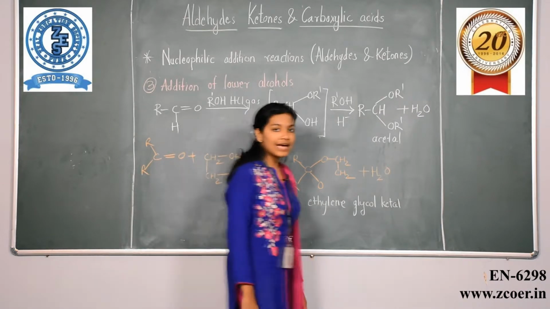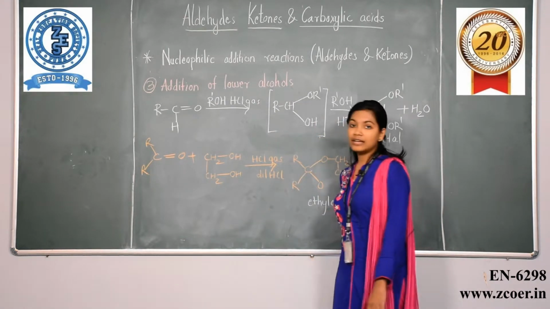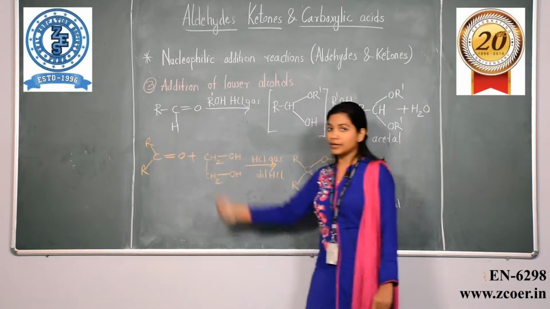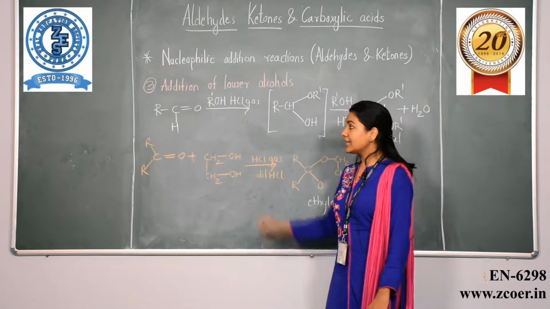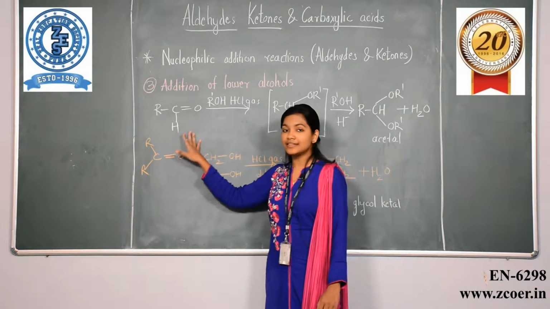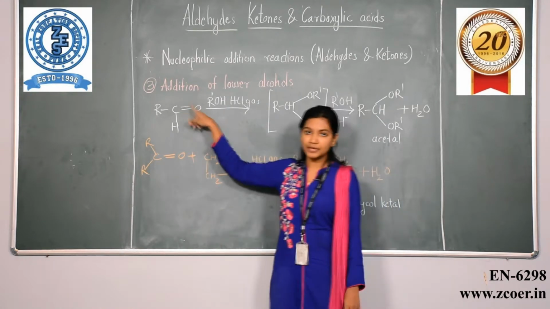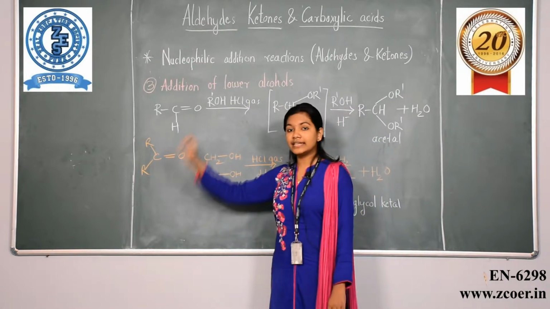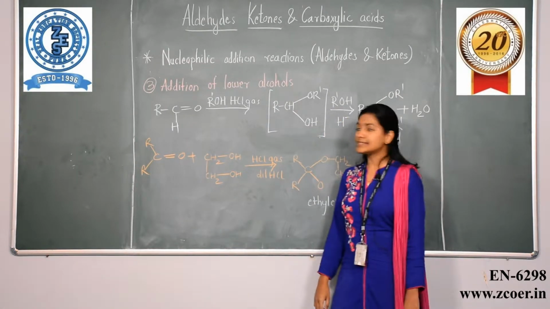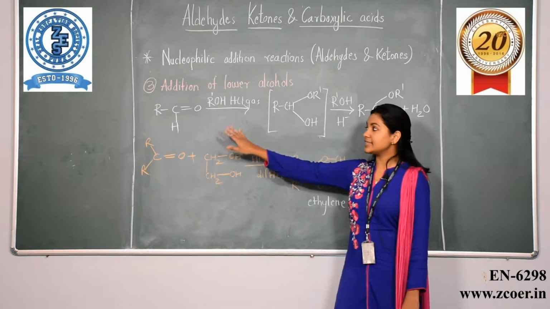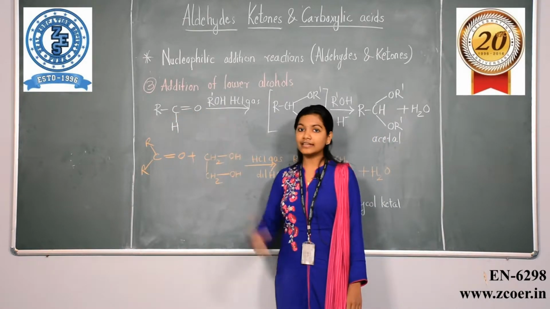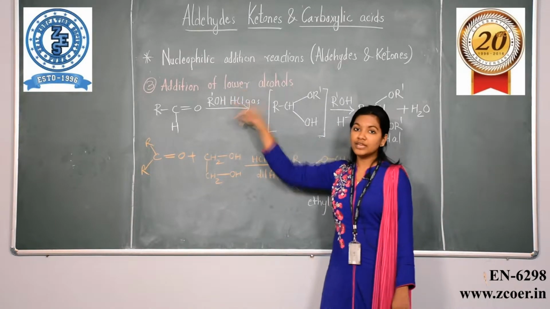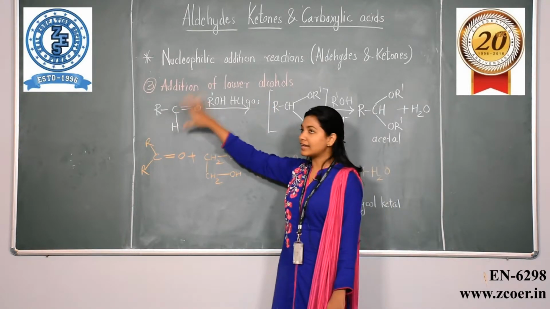Because of the plus I effect of the alkyl group, the alkyl group is getting bulky, and there is a decrease in the positive charge on the carbon present in the carbonyl group, and also a change in the steric hindrance. What is steric hindrance? Steric hindrance says that the alkyl group is getting bulky and hinders the approach of the nucleophile attacking the carbonyl carbon.